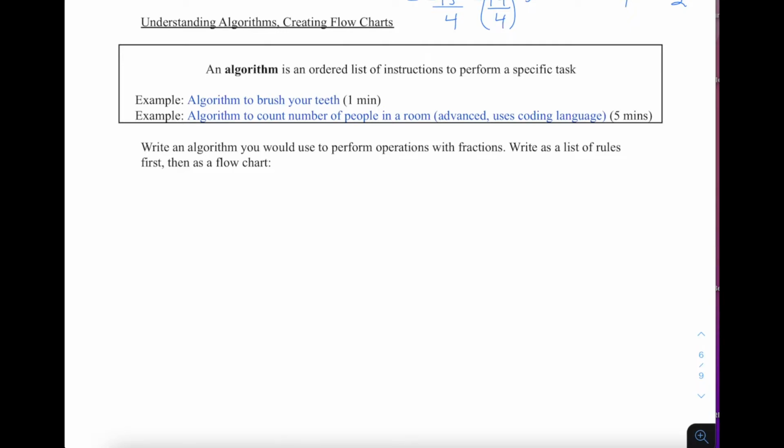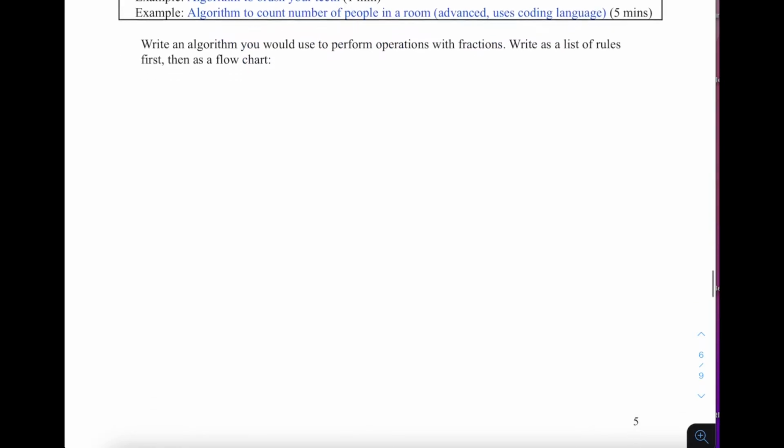But basically, an algorithm is a list of instructions to perform a task, and it's really important that these instructions are ordered. So there's an order to brushing your teeth. You are going to brush your teeth, then rinse your mouth out, etc. So you already know what algorithms are, but we're going to apply this idea of algorithmic thinking and writing an algorithm for operations with fractions. So first we're going to write an algorithm, a list of rules for operations with fractions, and then we're going to turn our algorithm into a flow chart.